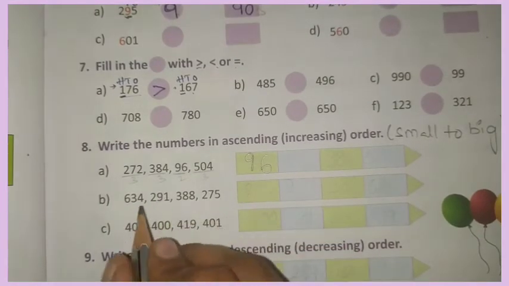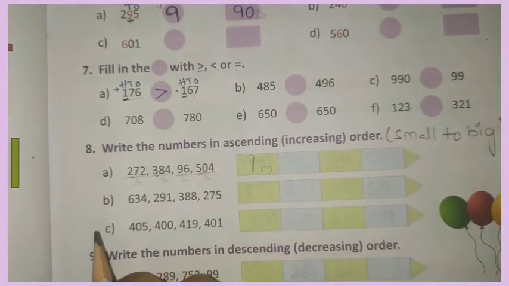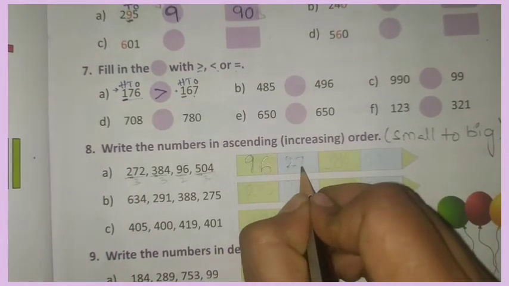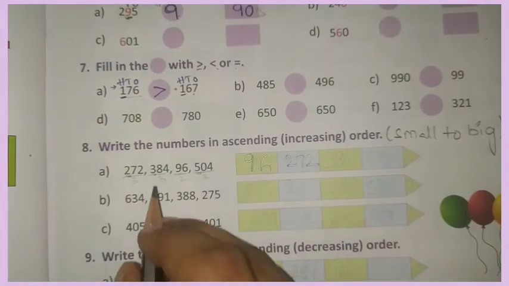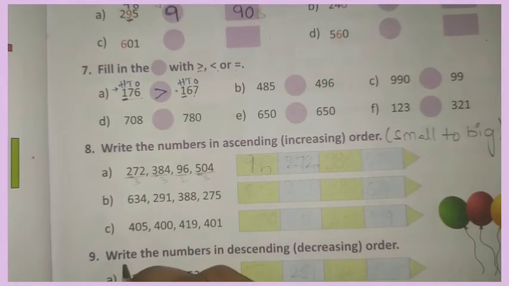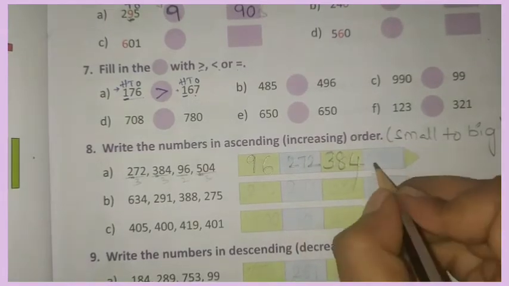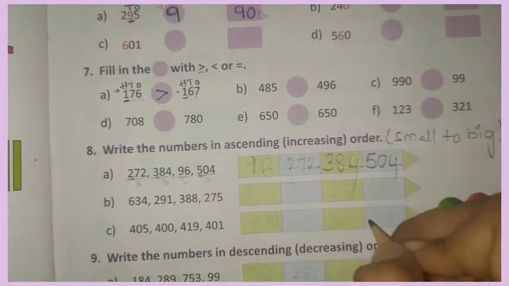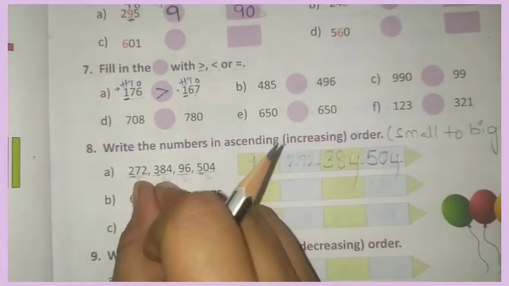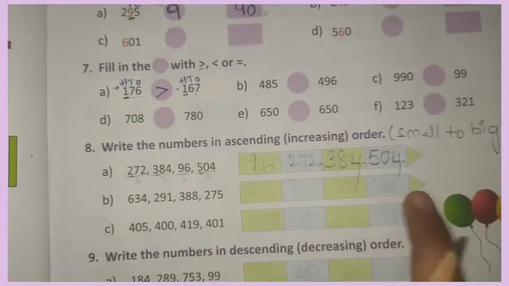Then after that, 2 is here, 3 is here, 5 is here. In this, which one is smallest? 272 is the smallest one, so we'll write 272. Next, in this, 3 is there, 5 is there. Which one is smallest? 3, so 384. Next, 504 we will get. This is ascending order, right? Arranging the numbers from small to big.